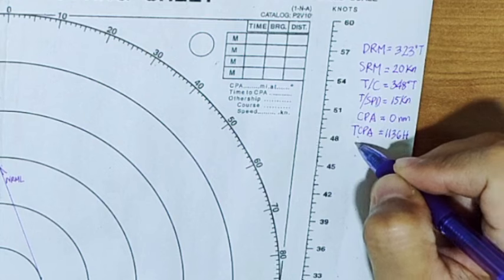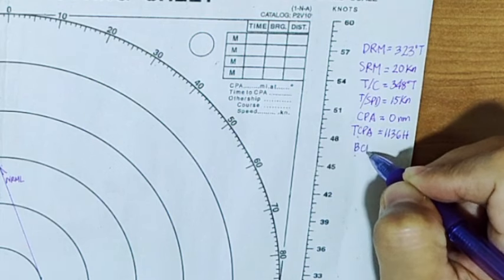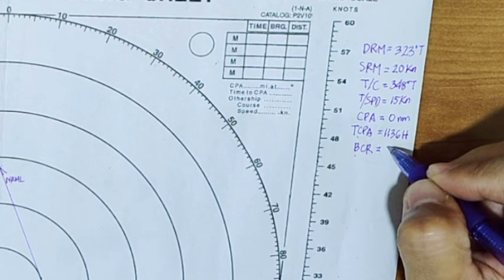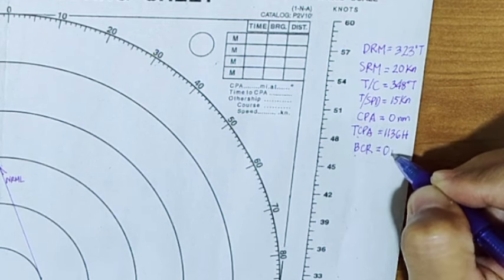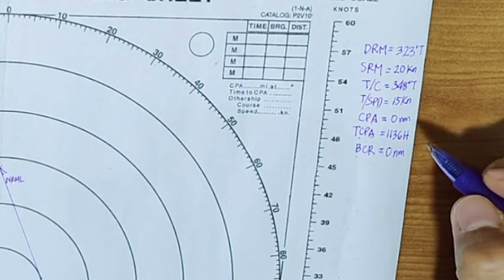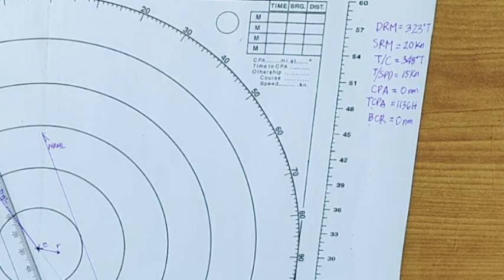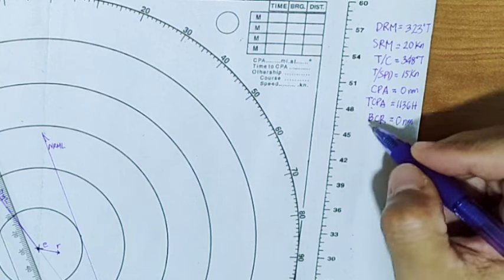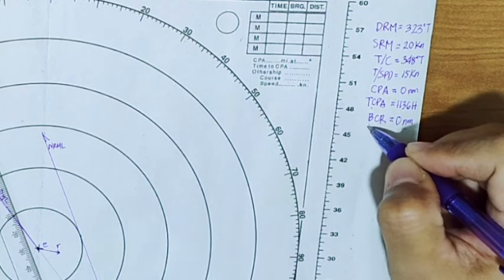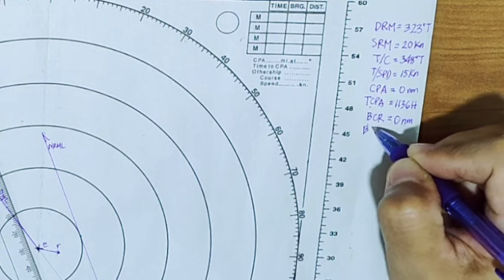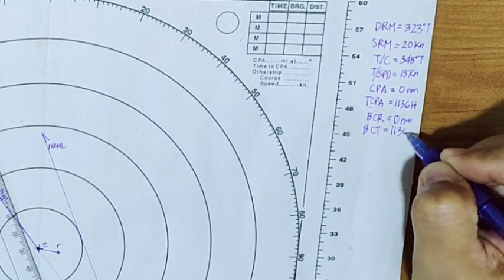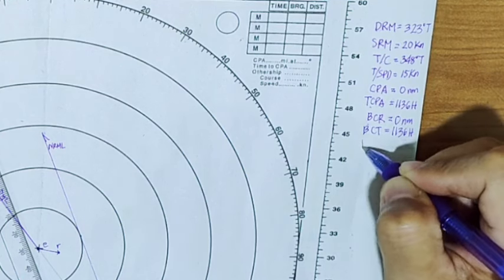Then what is the bow crossing range? Because that is in collision course, the bow crossing range and the CPA is equal, that is 0 nautical miles. Then how about the BCPA? Also, the bow crossing time is equal to the DCPA, so 11:36 hours.